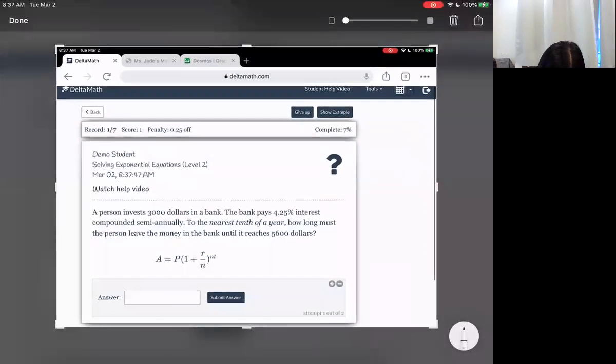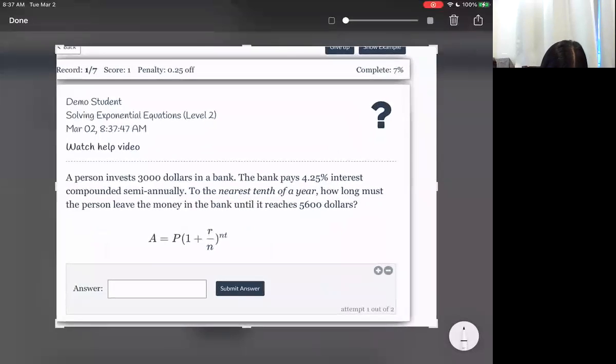So we have another investment problem. A person invests $3,000 in a bank. This is your starting value. So that number, that principal amount, is $3,000. The bank pays 4.25 interest compounded semi-annually. So let's dissect what that means. The 4.25, we're going to have to convert this into decimal form. So right now it's in percentage.